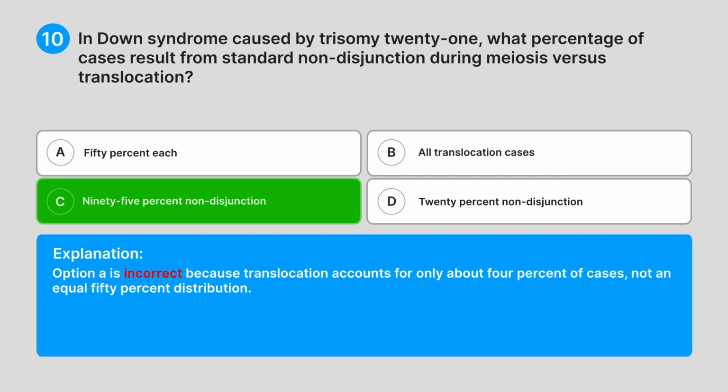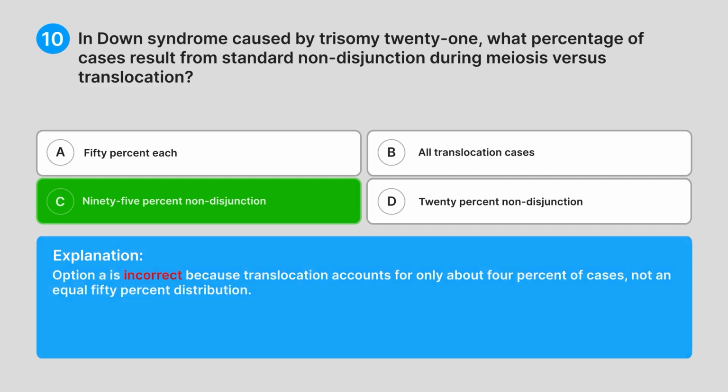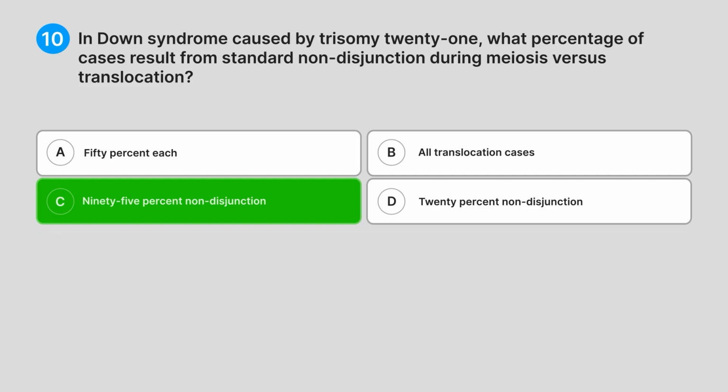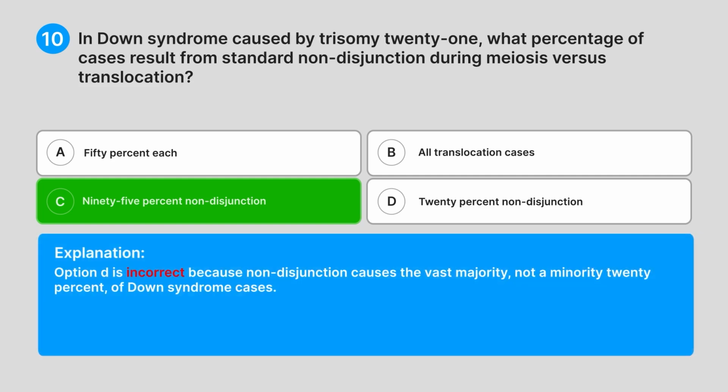Option A is incorrect because translocation accounts for only about 4% of cases, not an equal 50% distribution. Option B is incorrect because translocation Down syndrome represents a small minority of cases, not all Down syndrome occurrences. Option D is incorrect because non-disjunction causes the vast majority, not a minority 20% of Down syndrome cases.